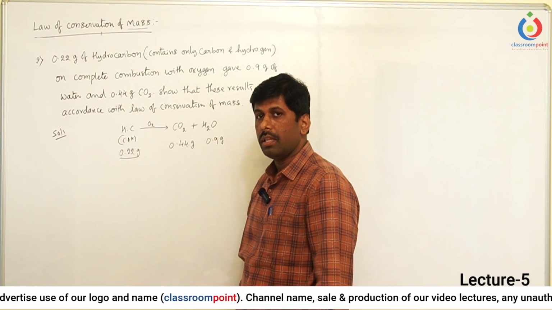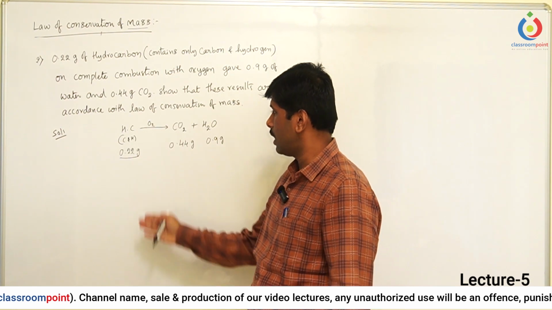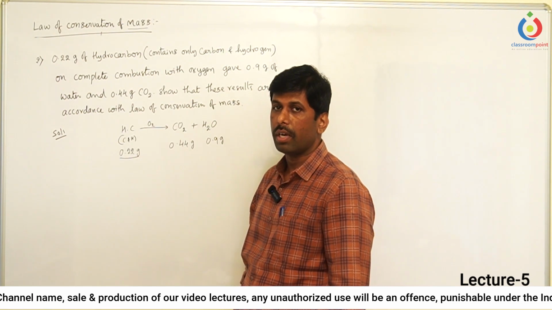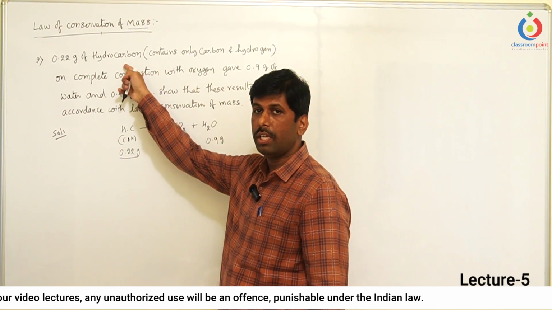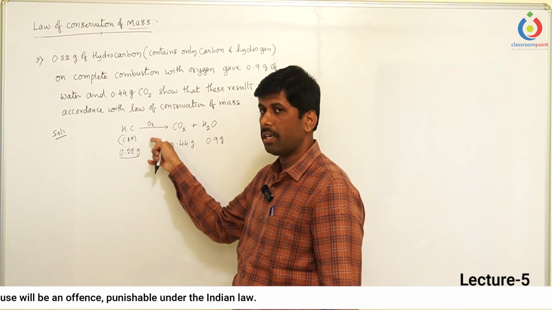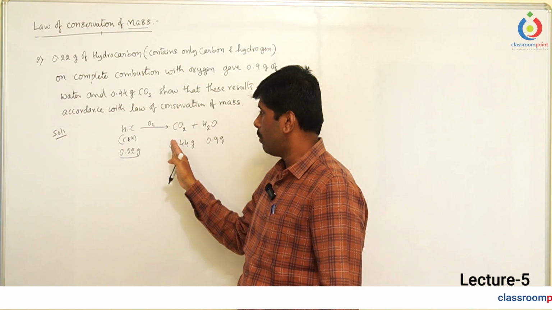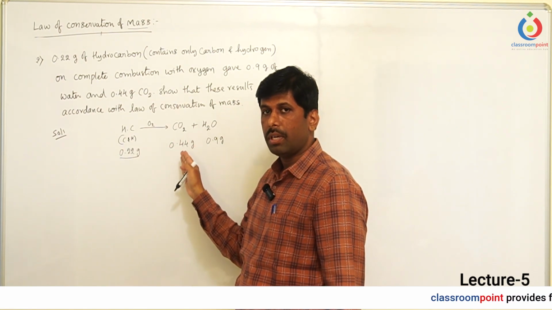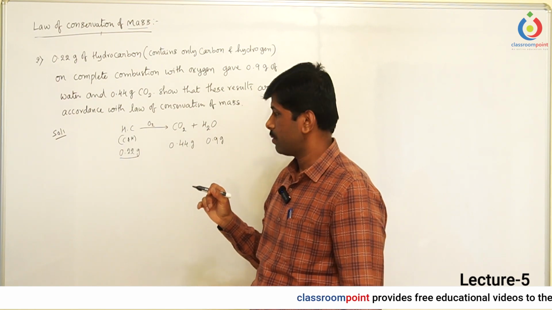Then if you apply directly that the total mass of the reactants is equal to the total mass of the products, here we will get the wrong value. The reason is that the oxygen mass was not included here. So oxygen is added to the reactant molecule. So this is another reactant involved whose information is not given.